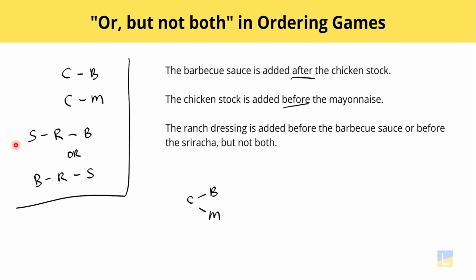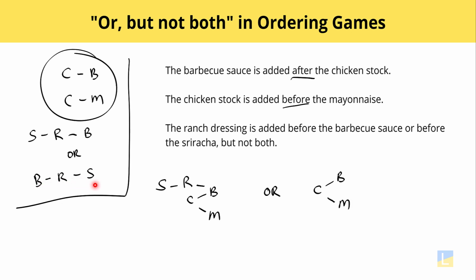Now do you notice that we can actually split the game based on this OR statement, because in one possibility the S is before R is before B, and I'll go ahead and draw that like this. And in the other possibility, we'll go ahead and put the B before R before S. So let me start by drawing OR, and then recopying our combination of C before B and M. And now I'll add on the B before R before S.